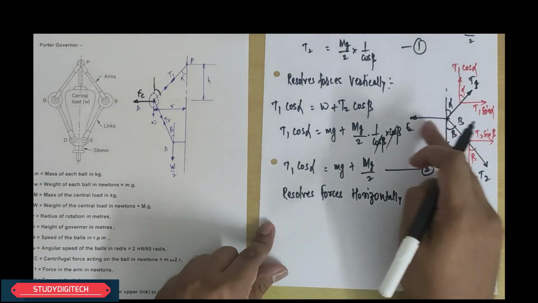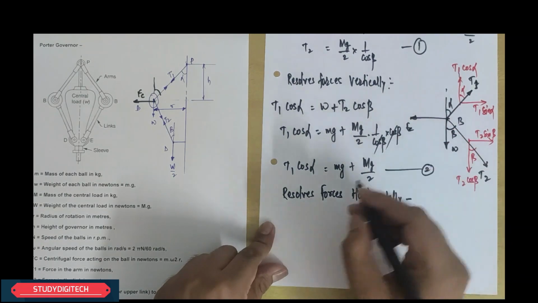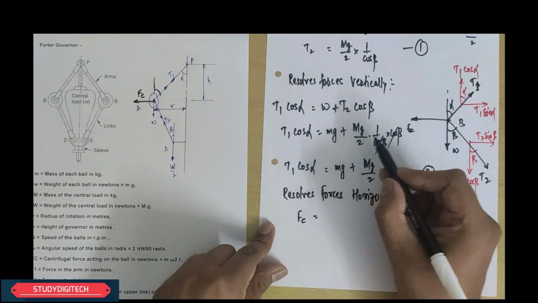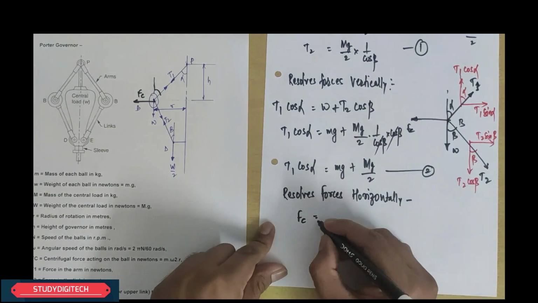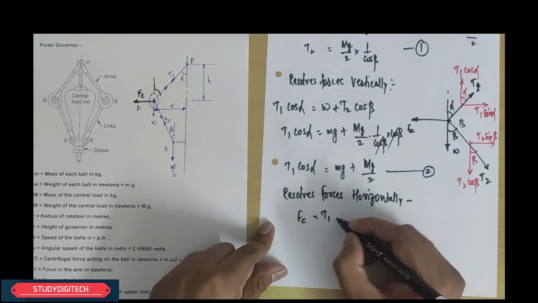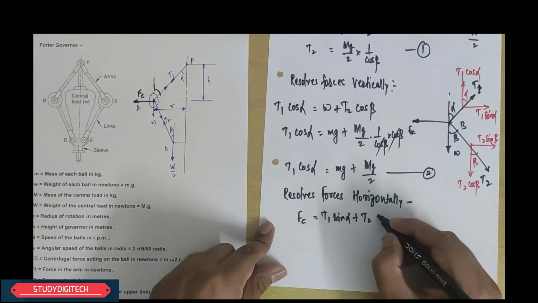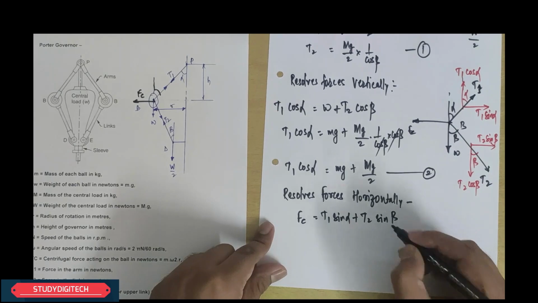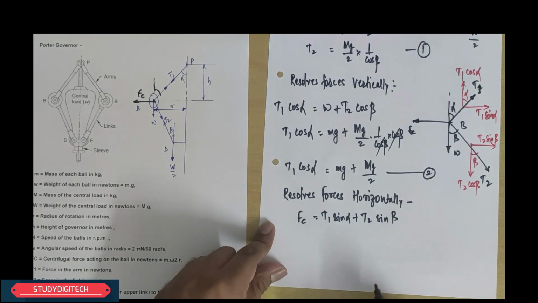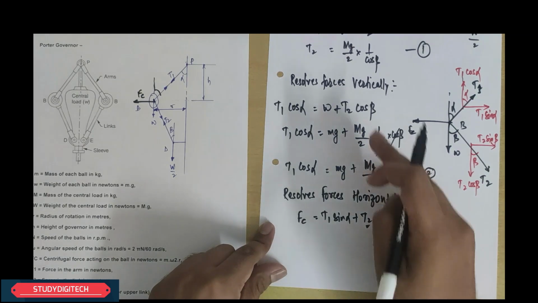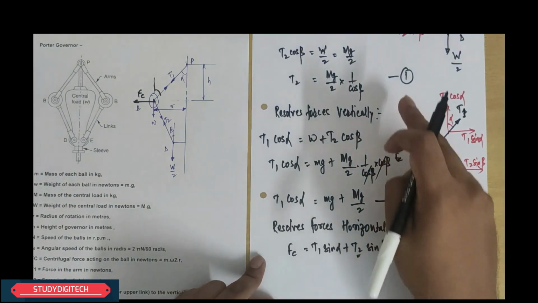So we have centrifugal force acting radially outward direction, so on left side. Similarly on right side we have T1 sin alpha plus T2 sin beta. So now again from this equation we have T2, so we will substitute T2 from equation number 1.